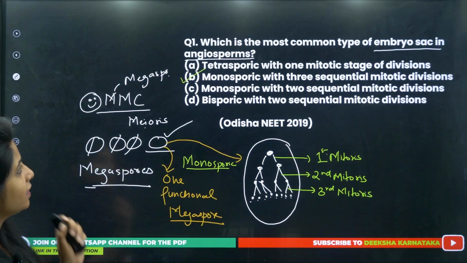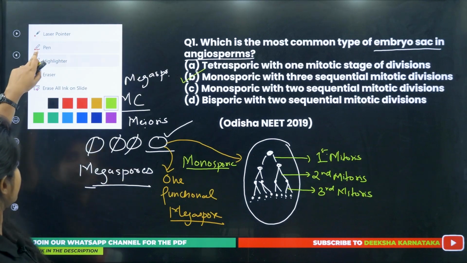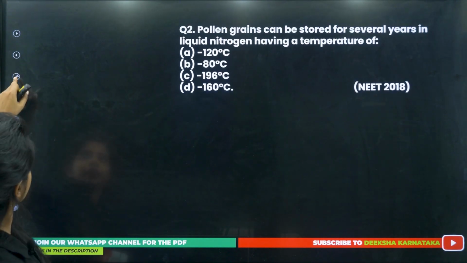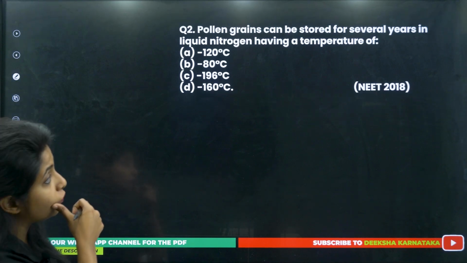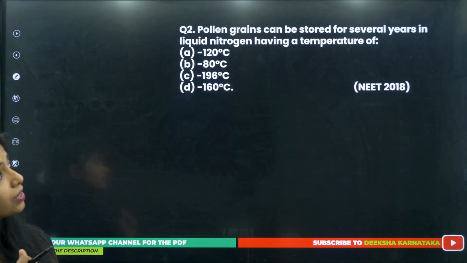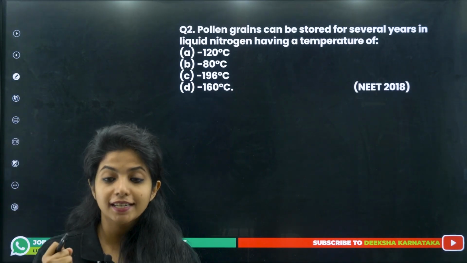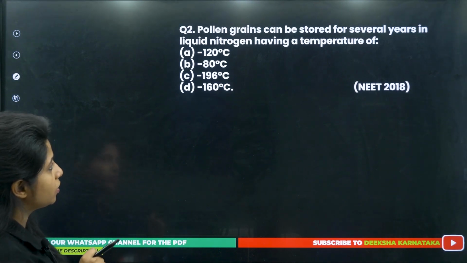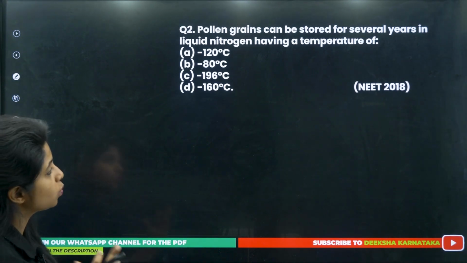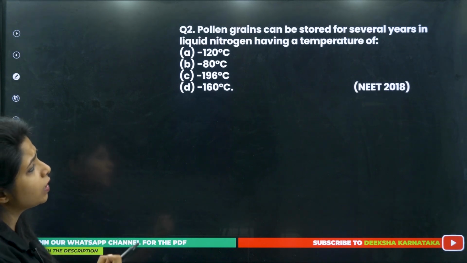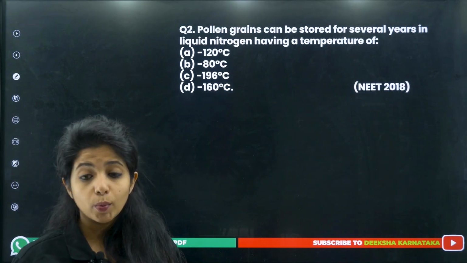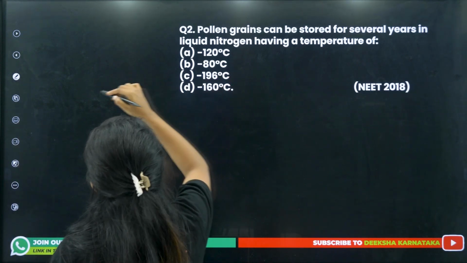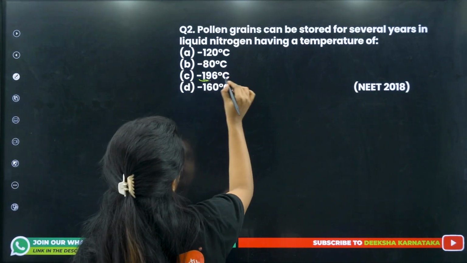Okay. Now going ahead, what do we have? Pollen grains can be stored for several years in liquid nitrogen having a temperature of. What is the temperature at which the pollen grains are stored in liquid nitrogen? Minus 120 degrees Celsius, minus 80 degrees Celsius, minus 196 degrees Celsius, minus 160 degrees Celsius. NEET 2018 question, very direct from your NCERT. Direct line from your NCERT. So I'm writing over here so that you remember.